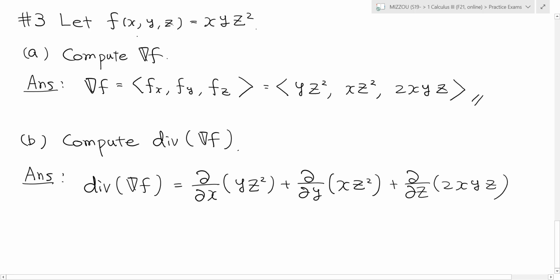of 2xyz. The first term is equal to 0 because no x appears here. The second term is also 0. And the third term, you differentiate with z, you get 2xy. So this is equal to 2xy. Okay, so that's the answer.